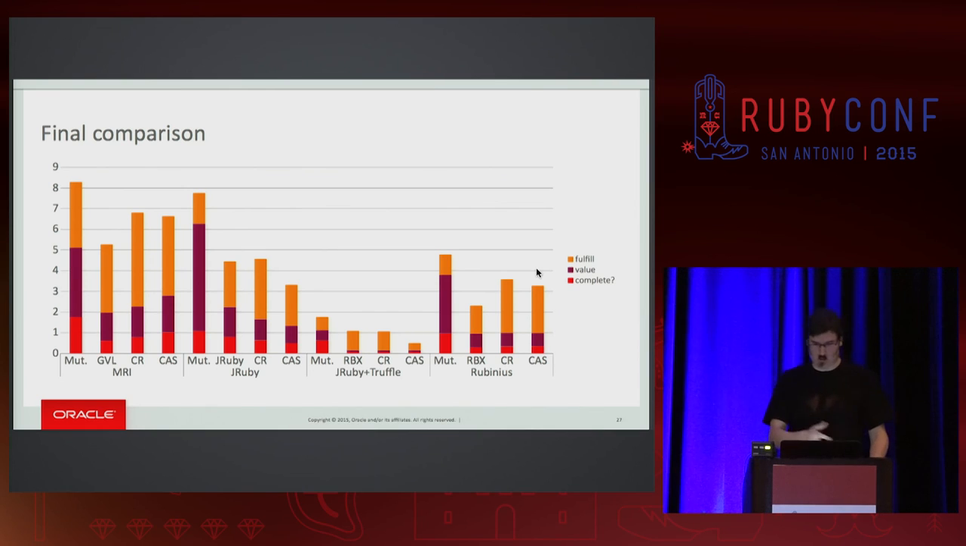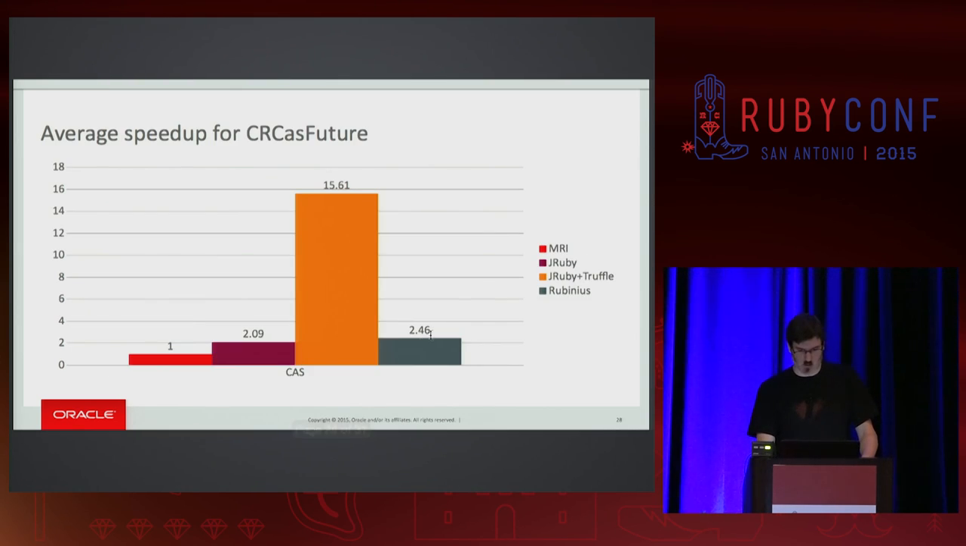Now we can look at the final comparison of all of the implementations. And you can notice how JRuby plus Truffle is actually quite fast. It's actually more than 15 times faster than MRI in this case for the last implementation I just showed.